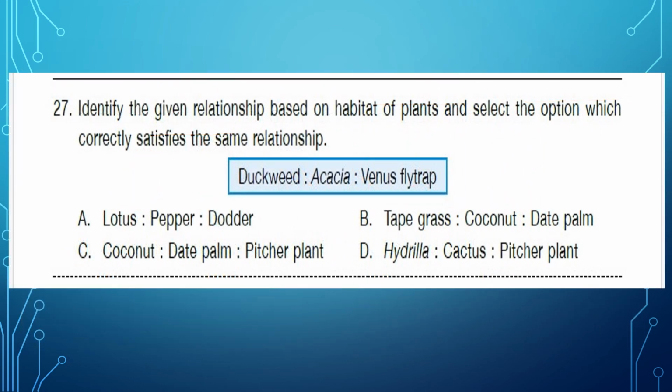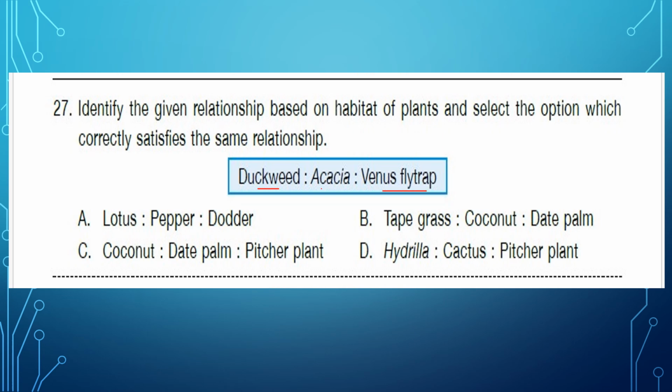Question number 27. Identify the given relationship based on habitat of plants and select the option which correctly satisfies the same relationship. Duckweed, acacia, Venus flytrap. Here, duckweed is an aquatic plant, acacia is a desert plant, and Venus flytrap is an insectivorous plant.